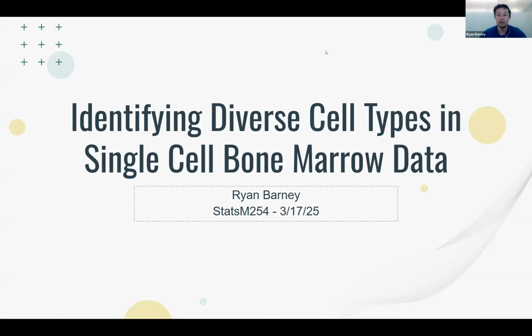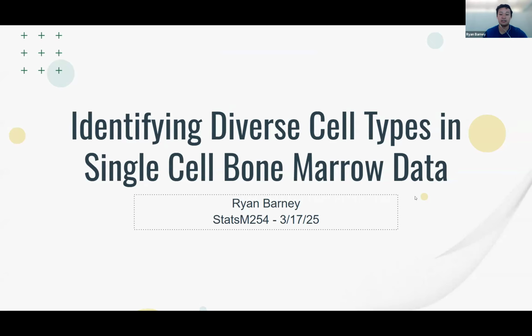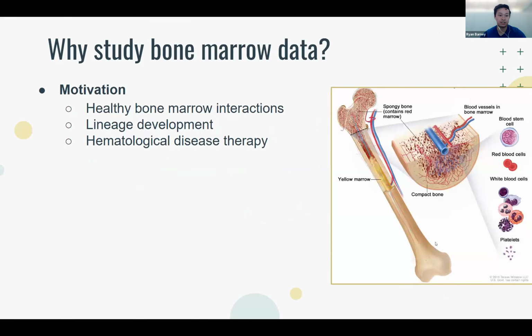Yeah. Okay, yeah, so I took a kind of similar approach to Azad where I just want to share one data set because my pipeline was the same throughout all of my approaches. So here I'm just going to present on how I identify diverse cell types in the single cell bone marrow data. So initially I just put this brief motivation: why would it be interesting to study bone marrow data?